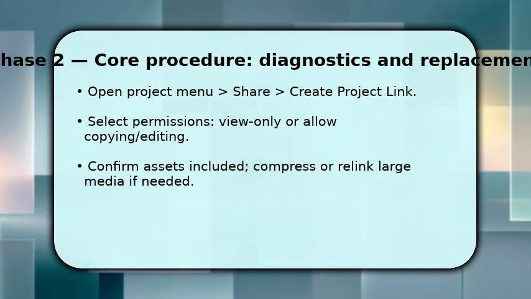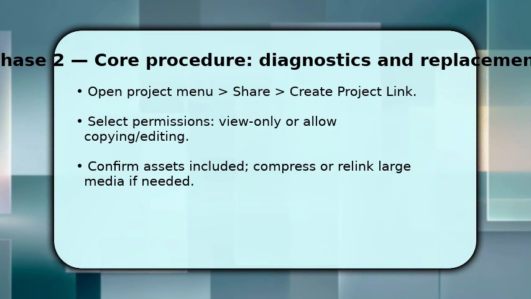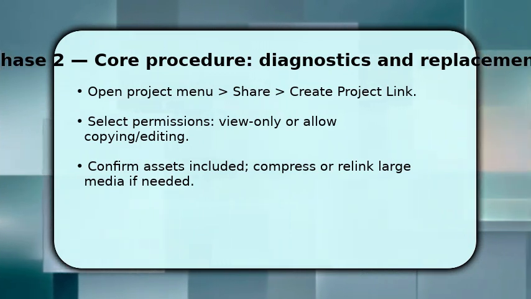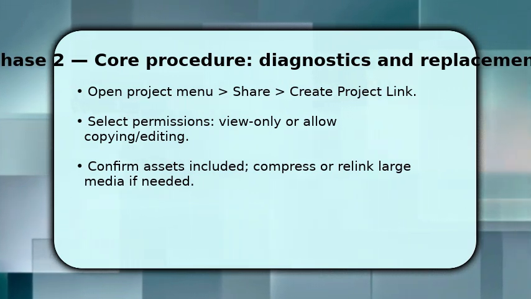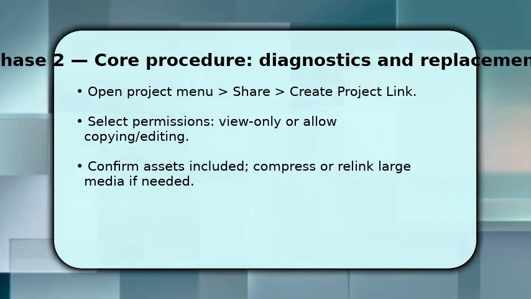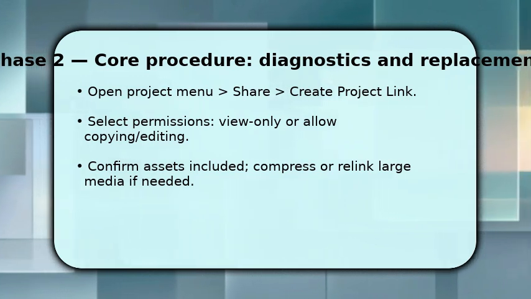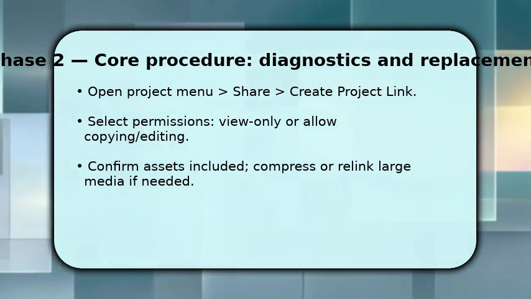Once done, go to the project menu and choose Share, then Create Project Link. This generates a URL you can send. When prompted, pick Permissions: View Only if you just want to show, or allow copying and editing if collaborators must work on it. Make sure the dialog lists included assets.